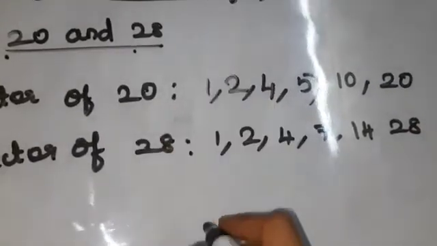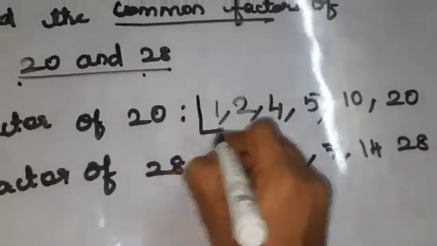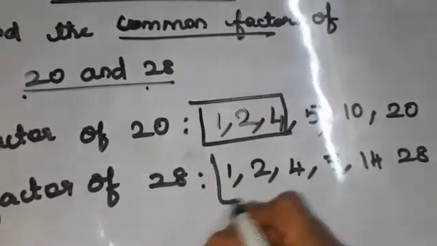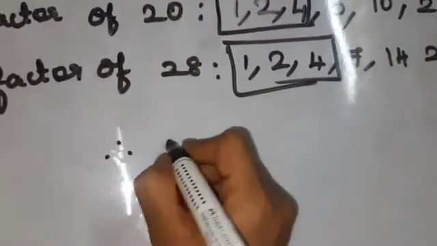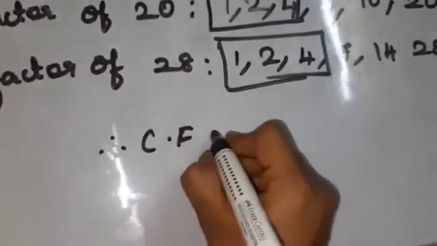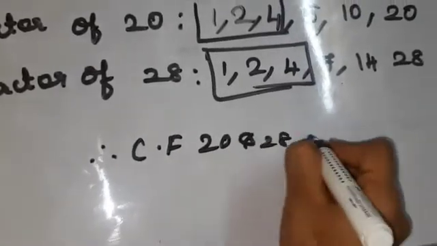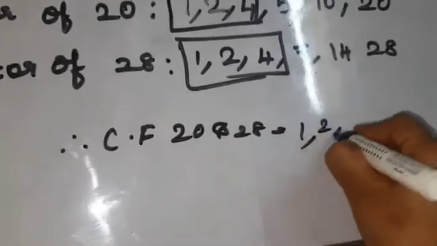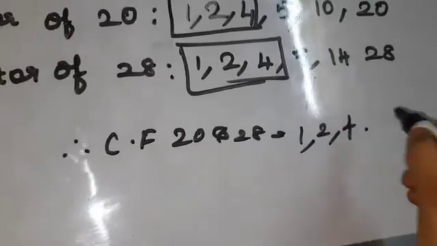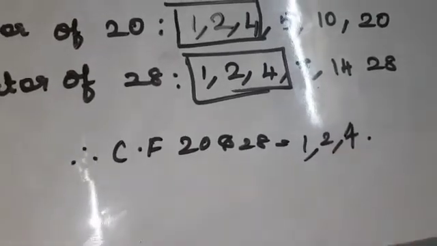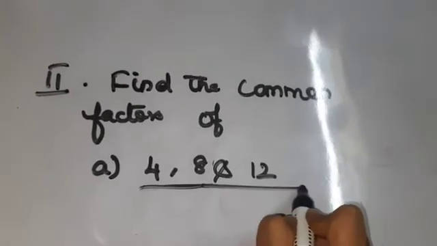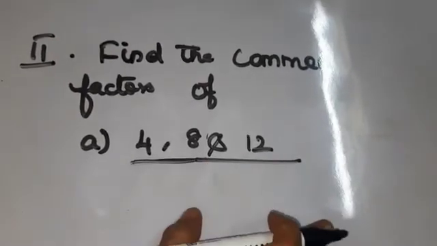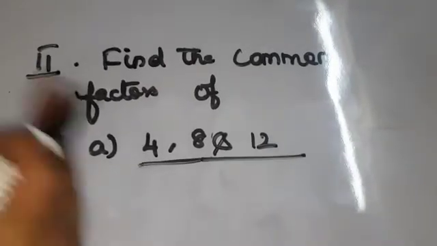Among these, which is common, students? 1, 2 and 4. So these are the common factors of 20 and 28. So what you're going to write? Therefore, common factors of 20 and 28 equal 1, 2 and 4. Now let's solve the second main. In the first main, they have given 2 numbers. Here they have given three numbers. So that is the difference between the first main and the second main.